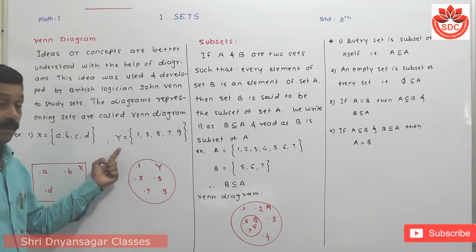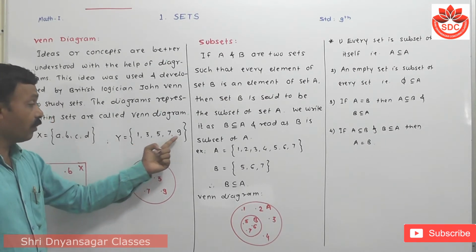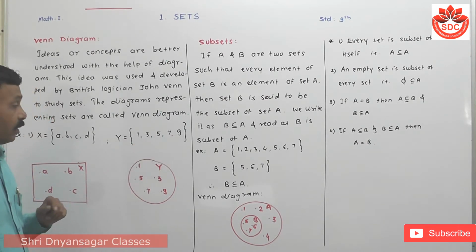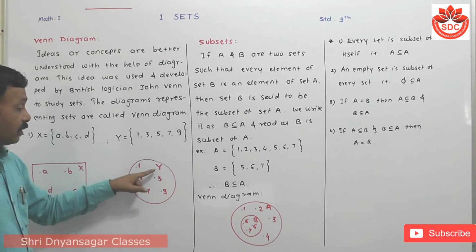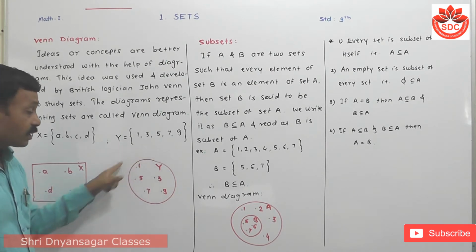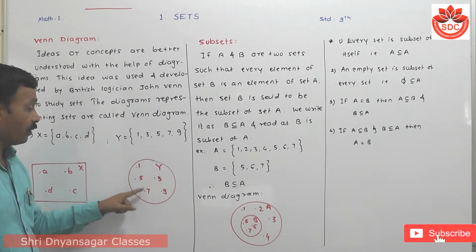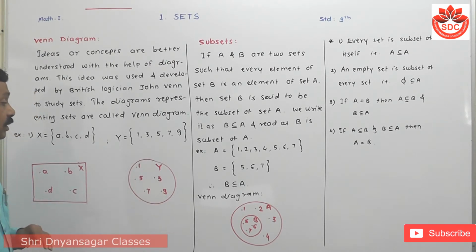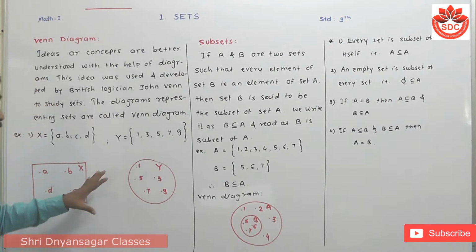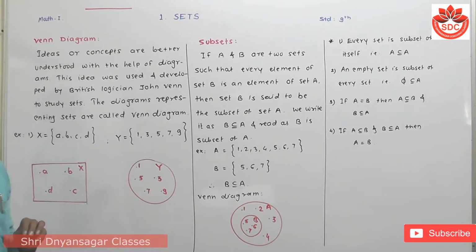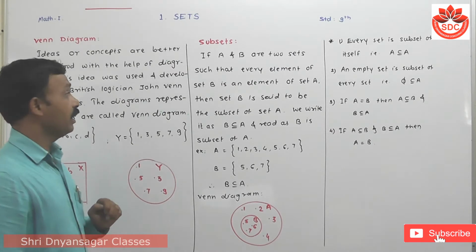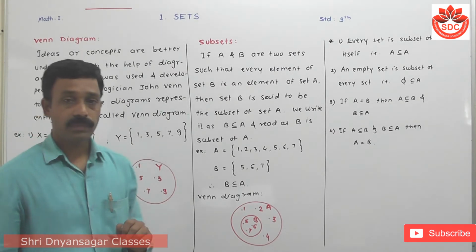Then set Y containing odd numbers up to 9. We have to express set Y in a circle, and all these elements, that is 1, 3, 5, 7 and 9, we represent in the diagram. Okay, it is called a Venn diagram. Then the next point is subsets.